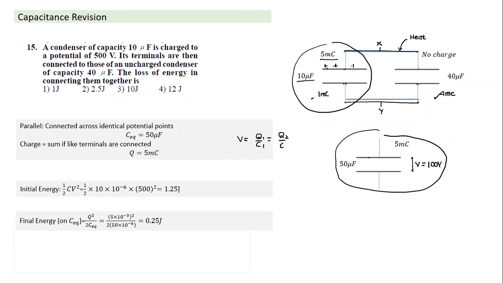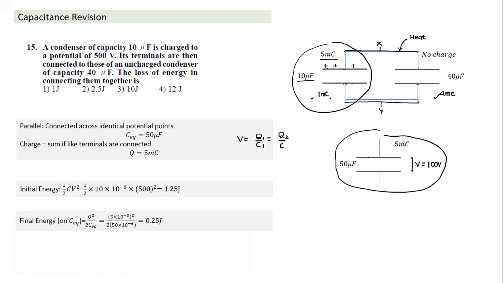So if they are parallel capacitors, how is the charge shared in case of parallel capacitors? Direct proportion. Sorry, what did I say? I said inverse proportion. Okay. Yeah, the charge is shared in direct proportion.